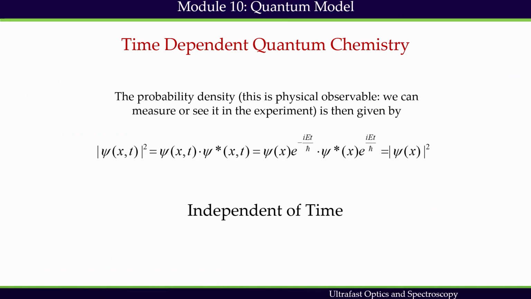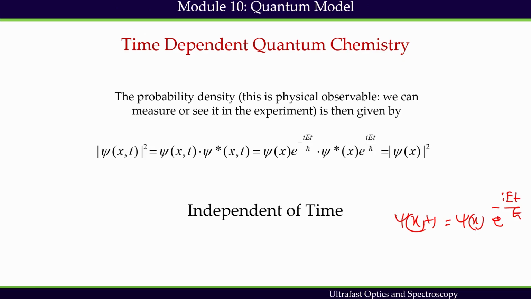So, what does it mean? If we have this variable separation method, then we see that psi(x,t) can be expressed as psi(x), that space component, and the time-dependent phase factor e to the power minus iEt by h-bar. E is the energy of that state.